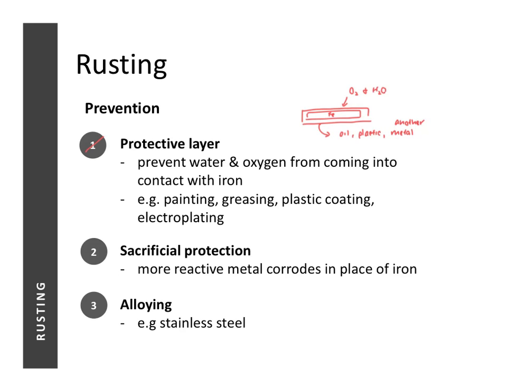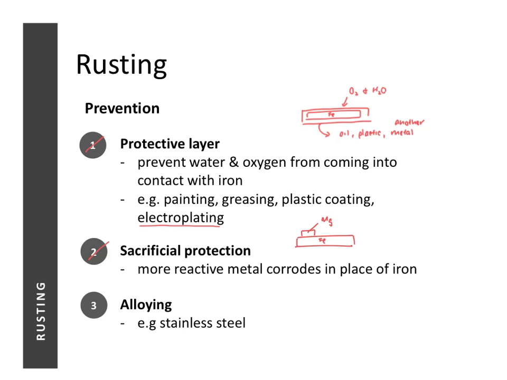Now the method of coating iron with another metal, it has a special name. It's called electroplating. Reason being, it involves electrolysis, which is what we will see in a later chapter. The second method that we can use is called sacrificial protection. So what we do is that we attach a more reactive metal to iron, for example magnesium.